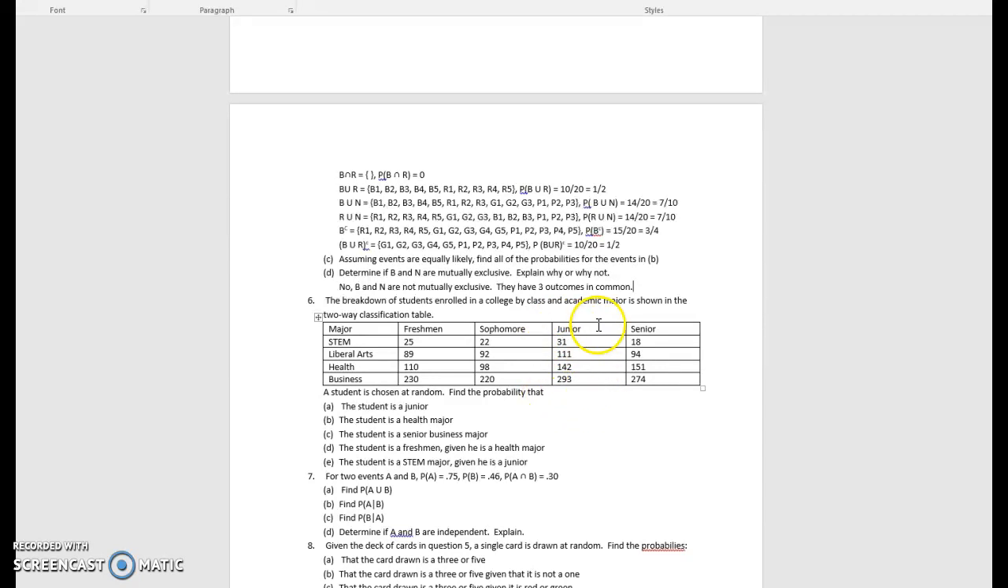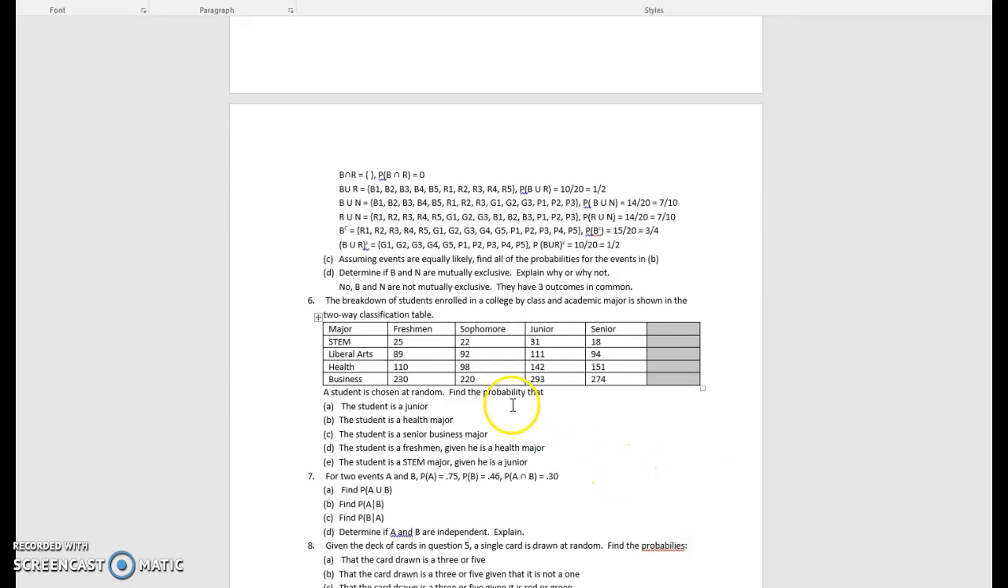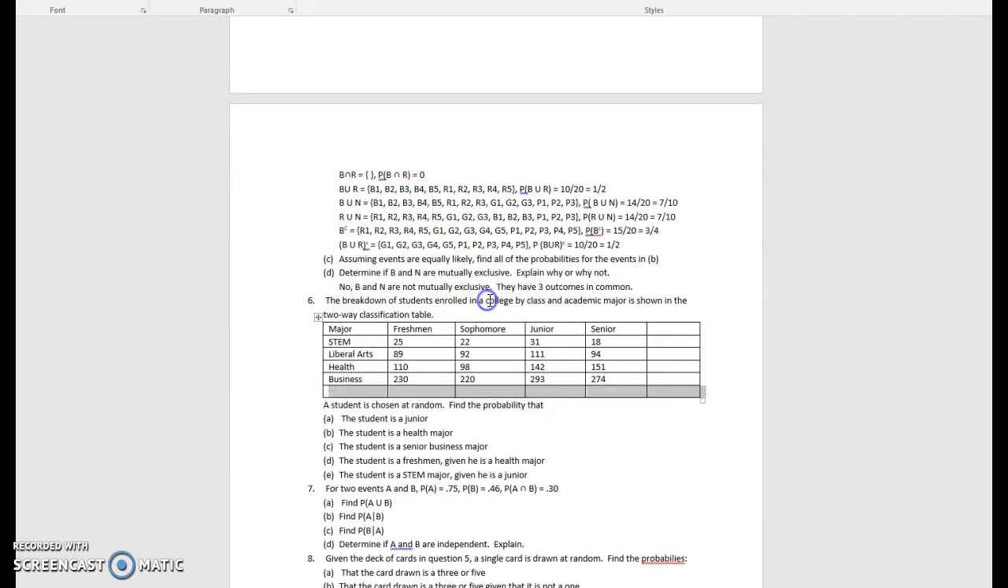To help us out, I am going to add to this table, and I'm going to insert a column to the right, and I'm going to insert a row on the bottom. Alright, so what I've done is made a column of totals and a row of totals.